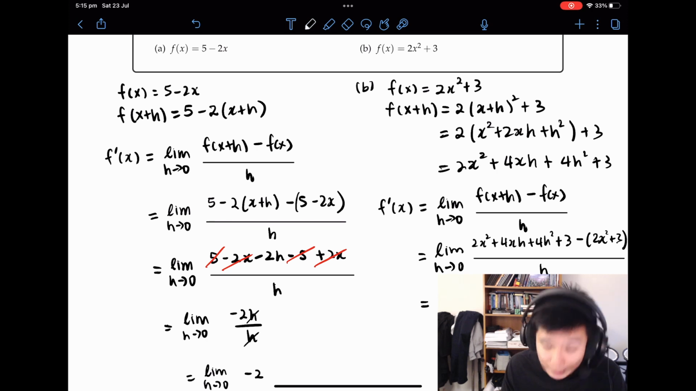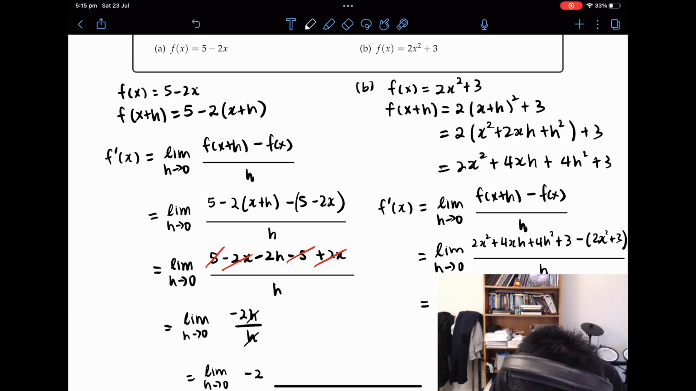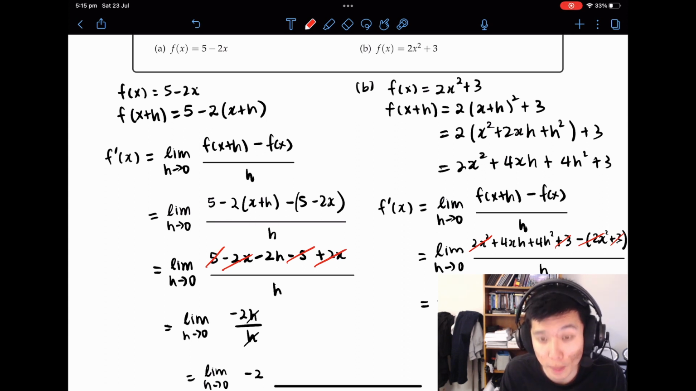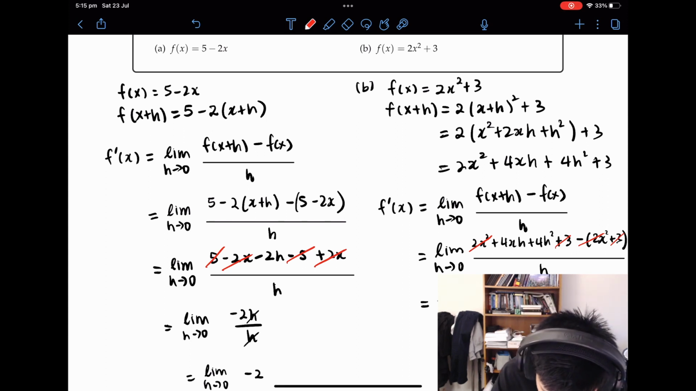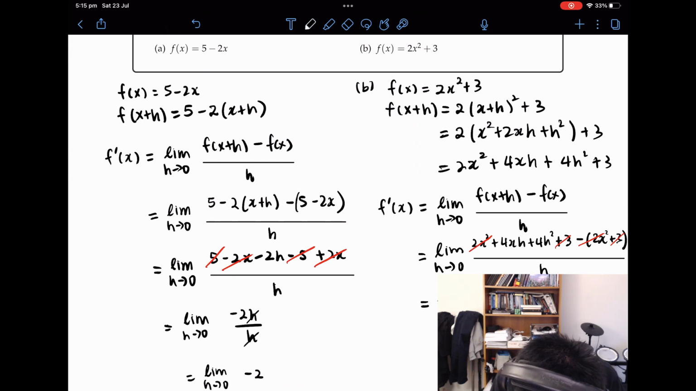Now, if we simplify the top, we can see that the 2x squared will actually cancel out with the minus 2x squared there. The plus 3 will actually cancel out with the minus 3, because remember, when we expand the bracket, we'll get minus 3. And so what am I left with? I'm left with 4xh plus 4h squared over h.